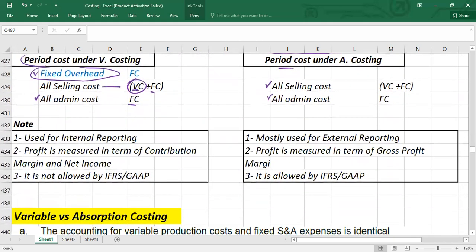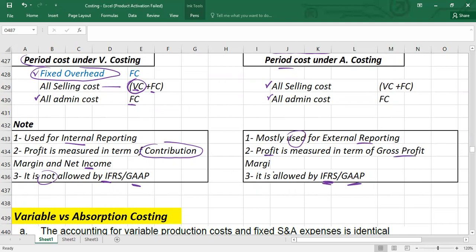Please remember variable costing is only used for internal reporting purposes. It is not allowed by IFRS or GAAP for external reporting. Under variable costing, we will measure our profit in terms of contribution margin, which I will show you how to get, and net income, I mean operating income. On the other hand, absorption costing is used for external reporting because it is allowed by IFRS and GAAP, and here the profit is measured in terms of gross profit and net income.